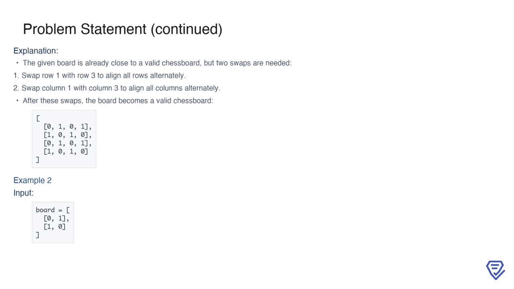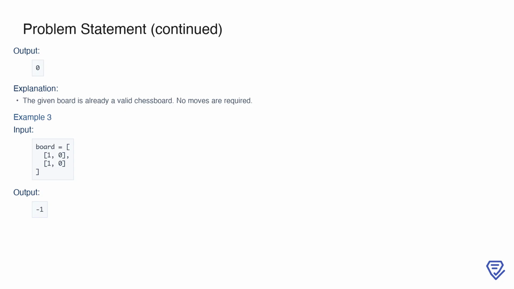Now let's move to another example where no swaps are needed. In the second example, the input is a 2x2 board. The output here is 0, indicating that no moves are required. This is because the given board is already a valid chessboard. The rows and columns alternate perfectly, and no adjustments are necessary. This serves as a simple case where the board meets the chessboard criteria from the start. However, not all boards can be transformed into a valid chessboard, as we will see in the next example.